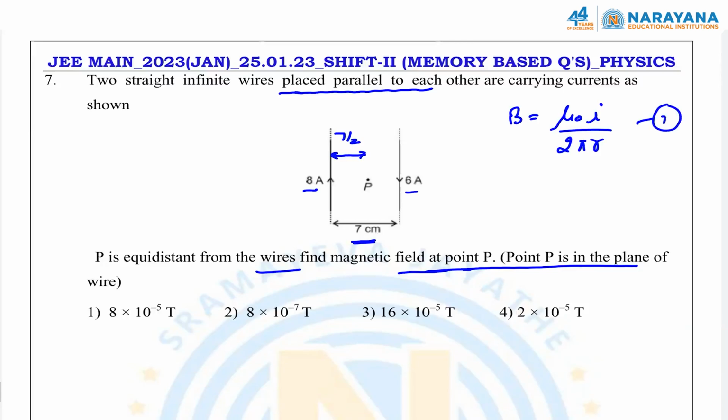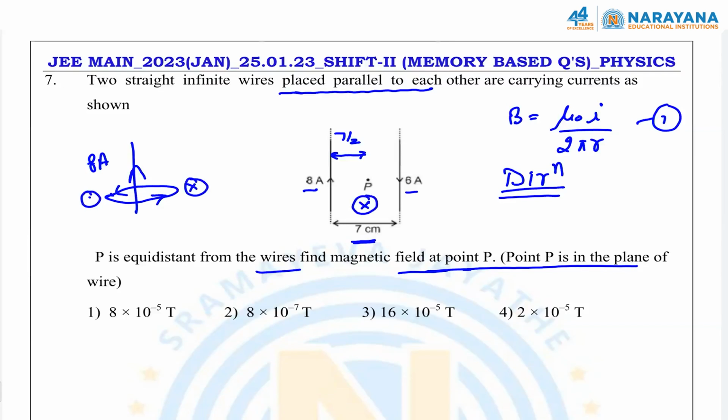Second thing you need to talk about is direction. You have to be very careful about direction. So the 8 ampere wire, as the current goes up, if you grab it in your right hand and apply the thumb rule, the field lines around it would be like this, and it will be going cross here, dot here. So this 8 ampere produces a cross field here.